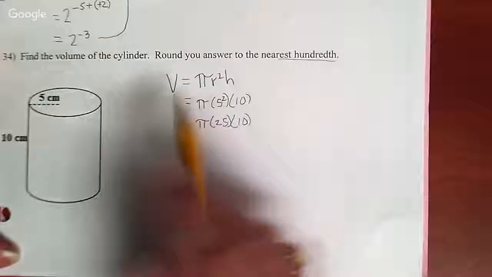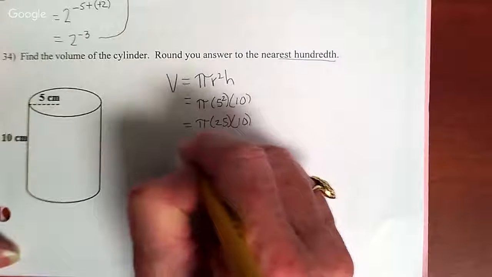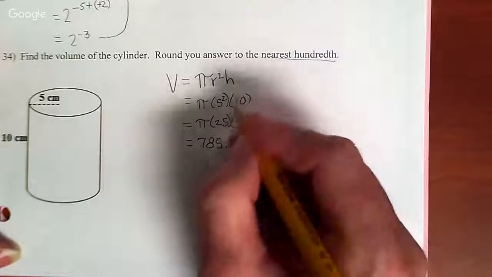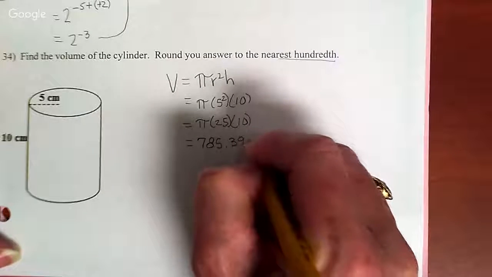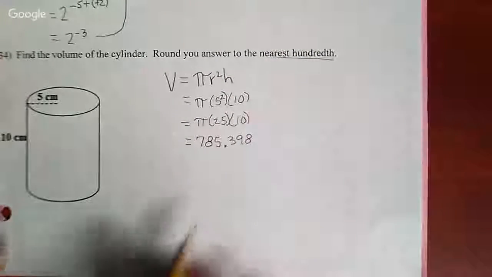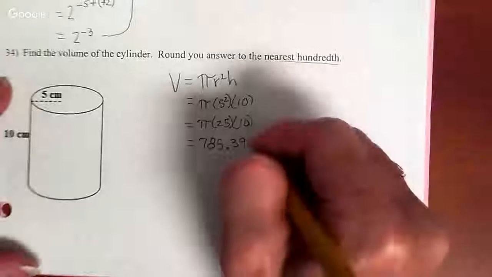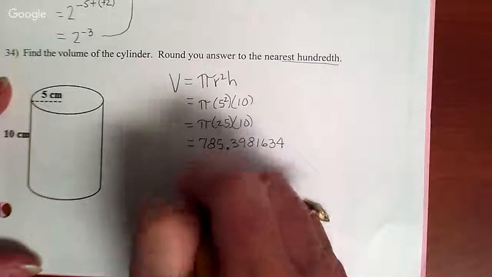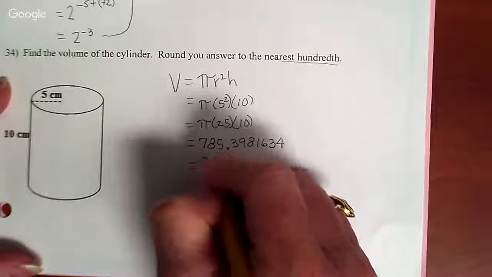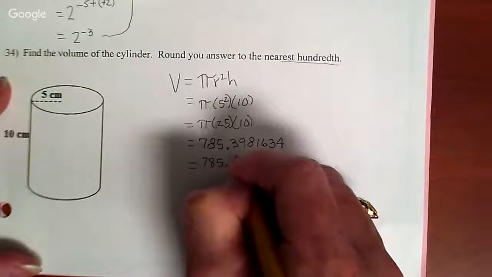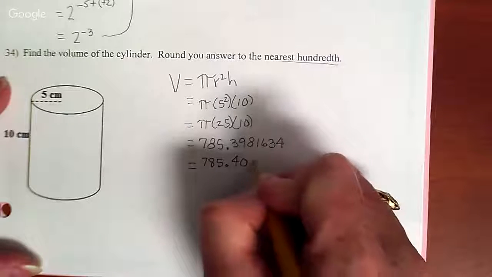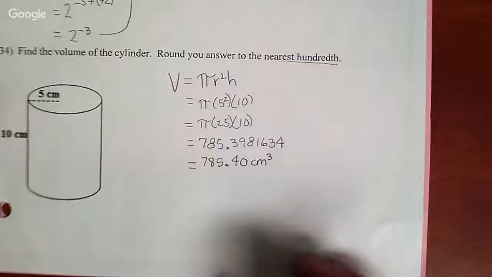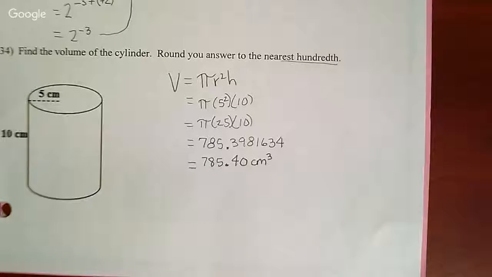Now that we've squared that, now we can multiply this whole thing out, which should be 785.398. Rounding it to the nearest hundredth is 785.40 centimeters cubed. And that ends the review, ladies and gentlemen.